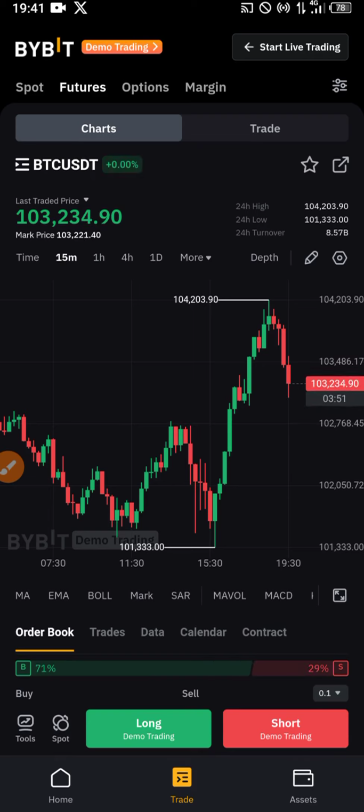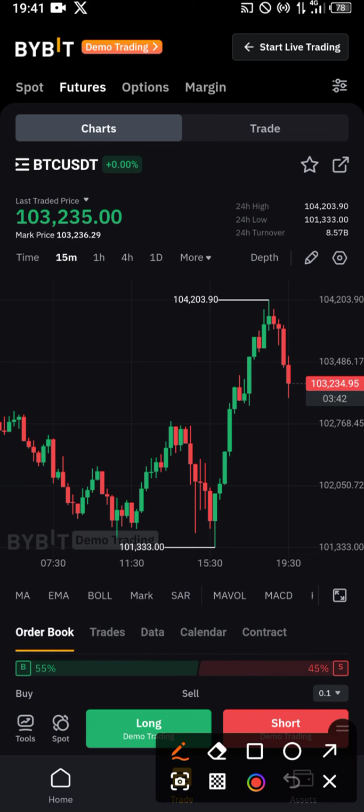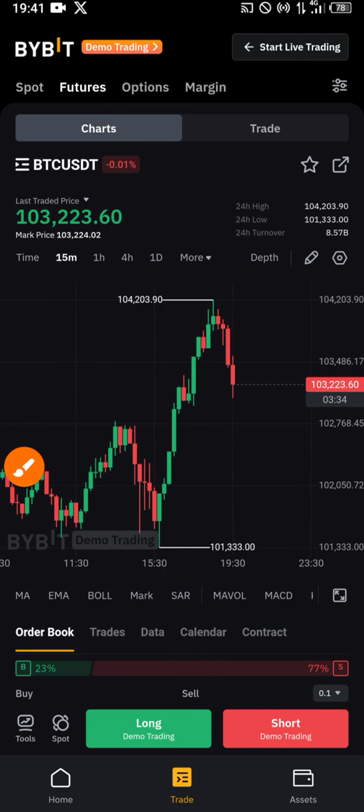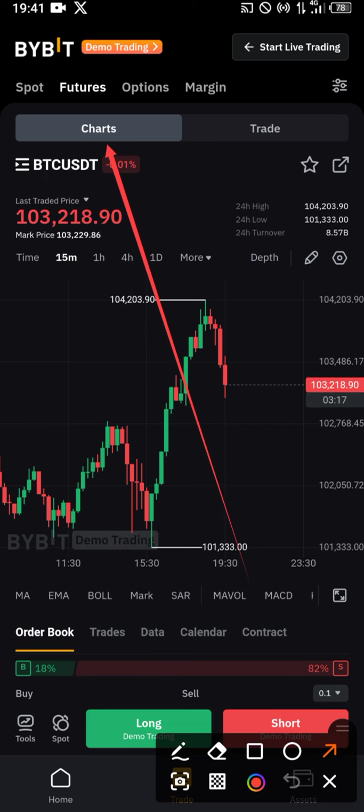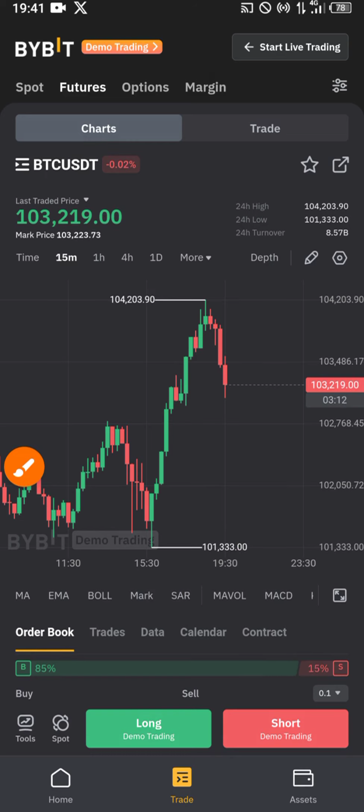When you open your Bybit, as you can see, this is the interface. I'm going to be making use of a demo account for the sake of this tutorial, right? I'll be making use of a demo account because I want you guys to get everything. I'll be placing trades on this demo so that you see how everything is going on, right? So when you open Bybit, on the left we have the chart, and on the right we have trade, right?